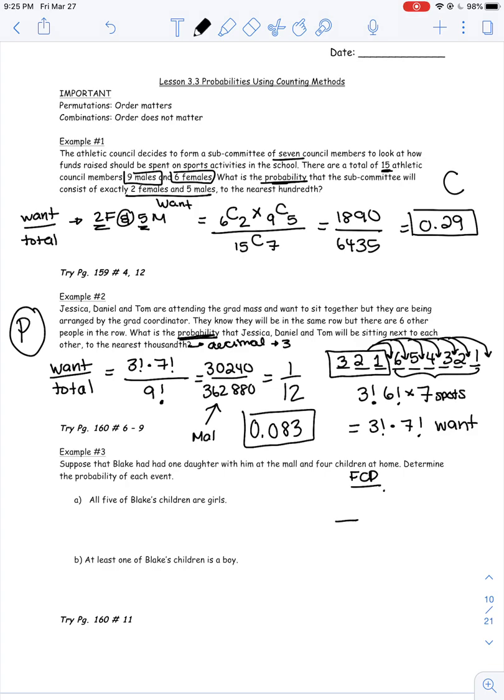So we're talking about, we have a child with him and he has 4 at home. So we're going to have 4 spots, 1, 2, 3, 4. Now, since we know that the first spot, meaning the one at the mall, is a daughter, there's only one choice there. And then we have to figure out how many different options there are for the kids at home then.